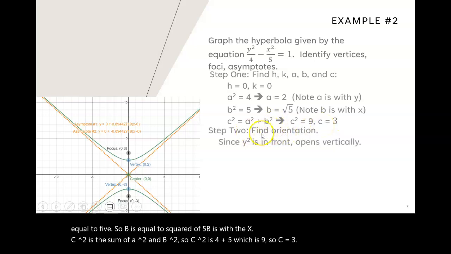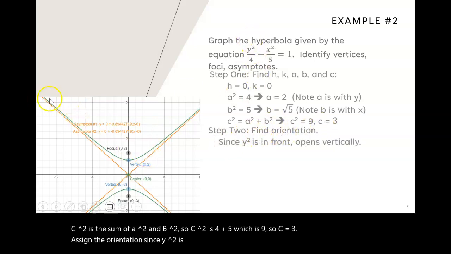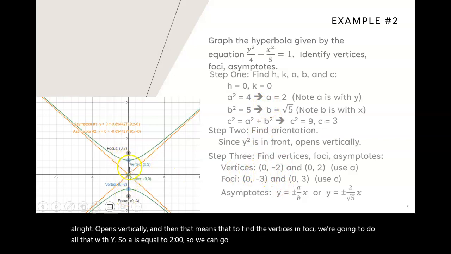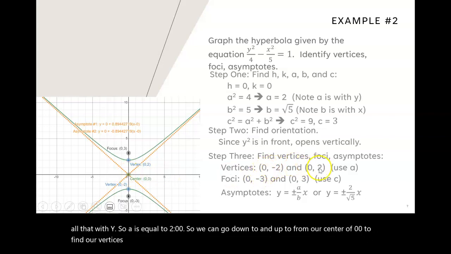Find the orientation. Since y squared is in the front in this case, this hyperbola is going to open up. All right, opens vertically. And then that means that to find the vertices and foci, we're going to do all that with y. So a is equal to 2, so we can go down 2 and up 2 from our center of 0, 0 to find our vertices. So we get 0, negative 2 and 0, 2. And then our foci are at 0, 3 and 0, negative 3, because that's what our C value is.